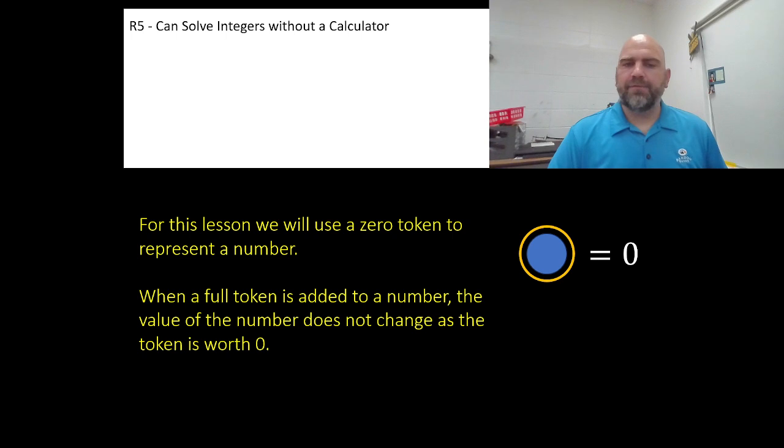Now, when a zero token is added to a number, the number does not change as the token is worth zero, but it's going to help us when we are looking at what we are adding to a number and what we are subtracting from a number.